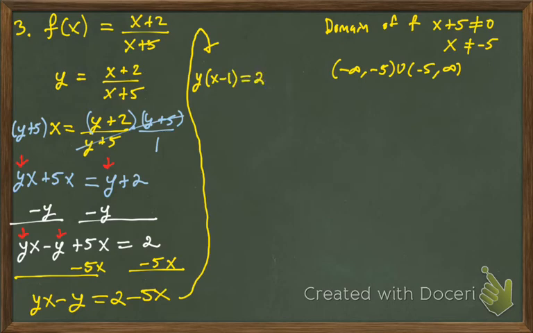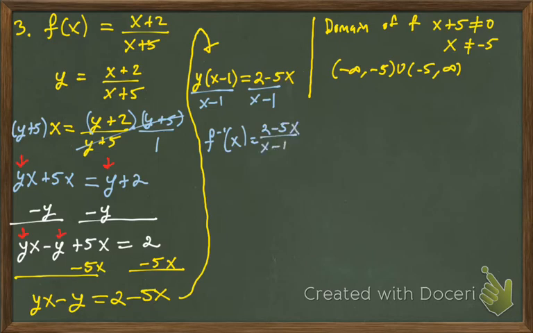And then I can check to make sure that's actually true. Is that actually what it was before? Well, y times x, that's yx. y times minus 1, that's minus y. So it's the same thing. Okay. So y times the quantity x minus 1 is equal to 2 minus 5x. The x minus 1 is attached to the y by multiplication, so therefore we need to divide both sides by x minus 1. Now f inverse of x is going to be equal to 2 minus 5x over x minus 1. Okay.